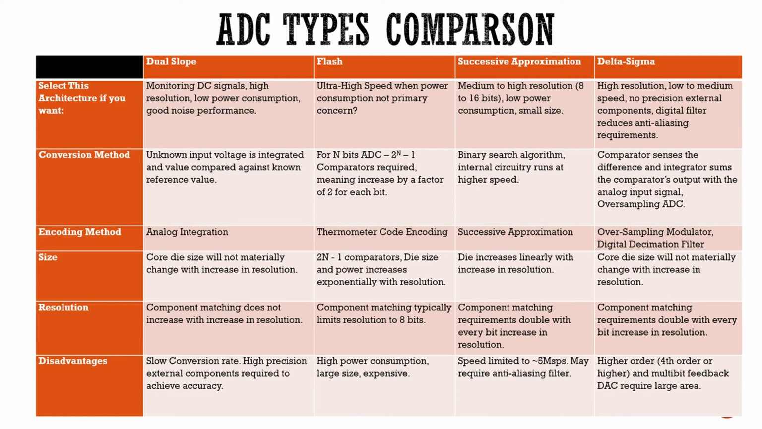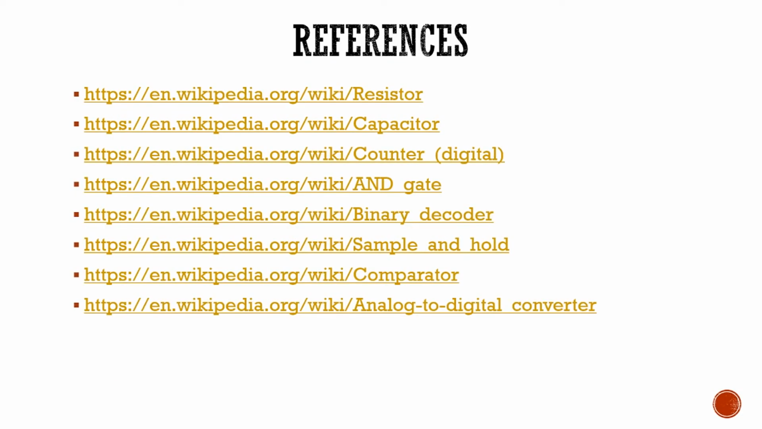Now, with the discussion so far, you might have gotten the gist of how the analog to digital conversion takes place and which type of ADC you would need for what kind of application. So that concludes our discussion about analog to digital converters and how analog signals are converted to digital signals.